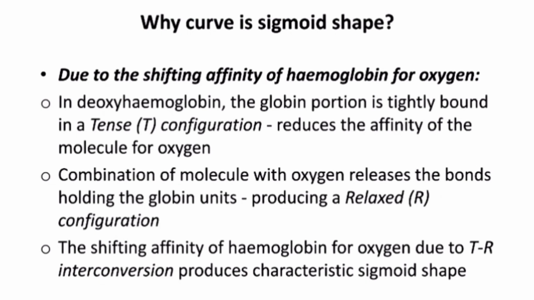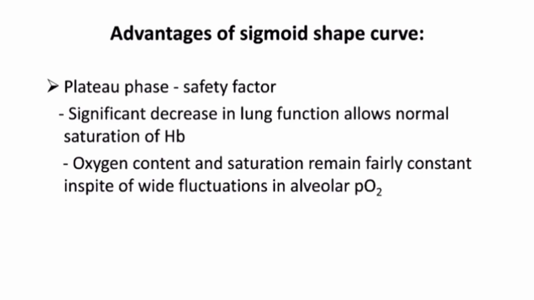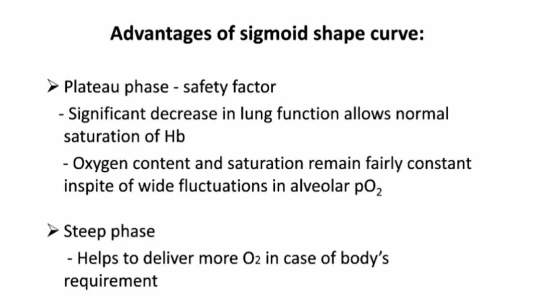It will be in a bound form, or tense configuration. When you combine a molecule of oxygen with the globin units of the hemoglobin, it is in a relaxed configuration. So the shifting affinity of hemoglobin for oxygen, due to the tense-relaxed interconversion, produces a sigmoid shaped curve. There is a famous TR interconversion, where TR means tense-relaxed. From tense configuration to relaxed configuration, this shifting affinity of hemoglobin produces a sigmoid curve. The advantage of the sigmoid curve I have already told you: the plateau phase is a safety factor, and the steep phase helps in delivering more oxygen to the tissues.